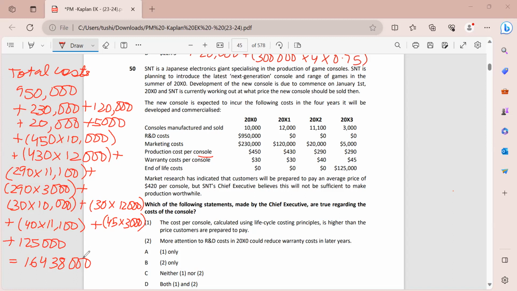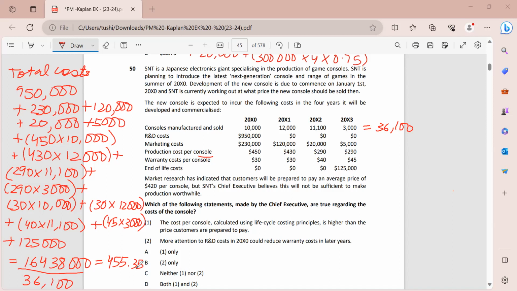Now, how many is my total number of units? 10,000 plus 12,000 plus 11,100 plus 3,000. The total of all of this will give me 36,100. So if I just divide this figure with 36,100, I will have my per unit cost, and my per unit cost will come out to be 455.35.